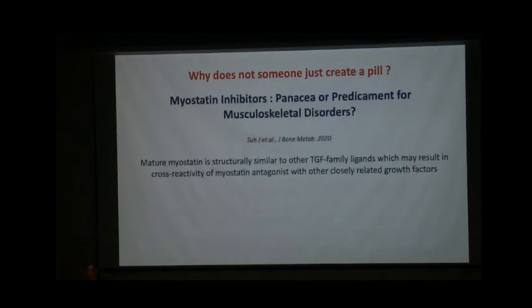So why does not someone just create a pill for myostatin inhibitor? There is an answer. In a 2020 study, it was found that the myostatin, which is mature form, is structurally very similar to TGF family ligands, which may result in a cross-reactivity of myostatin antagonist with other closely related growth factors. So myostatin suppressors are currently too risky. We cannot give myostatin inhibitors directly because it is involved in many other physiological functions. So at ILBS, we tried to find a solution.